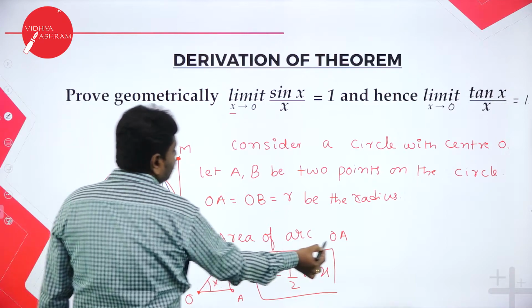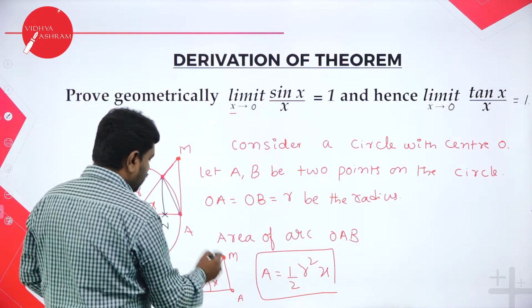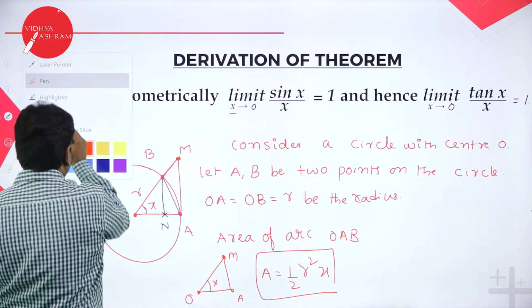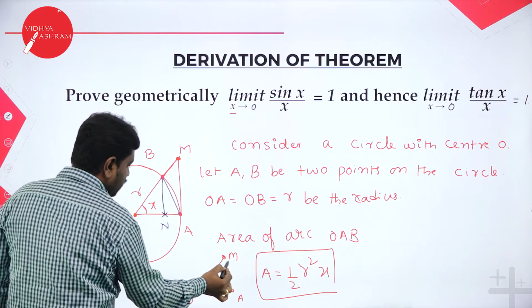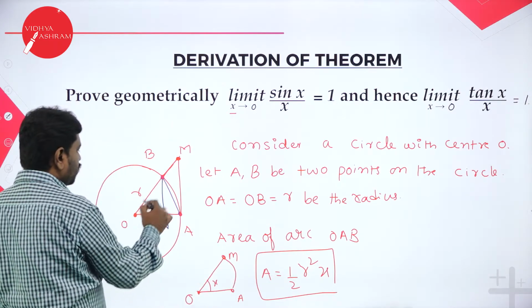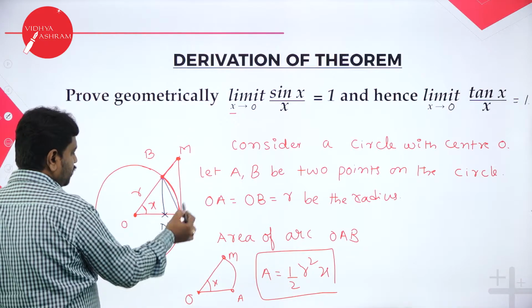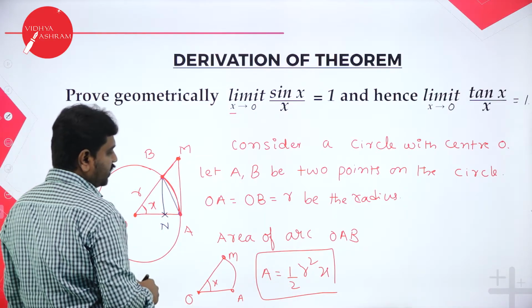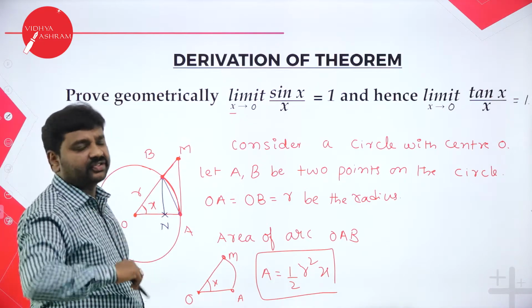So observe, it's easy and simple if you see. Arc OAB I have taken. So this is the arc, sorry, I have drawn a triangle here. This was the arc. Now we found, see, arc OAB, this part. For OAB arc, we have found out the area: half R square theta, here theta is X, so it is half R square X.